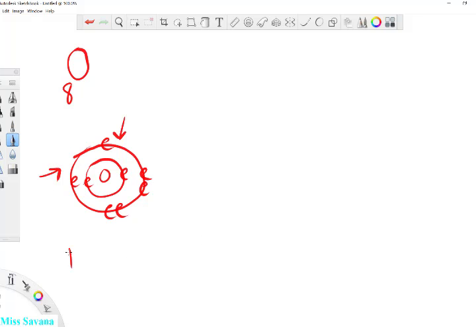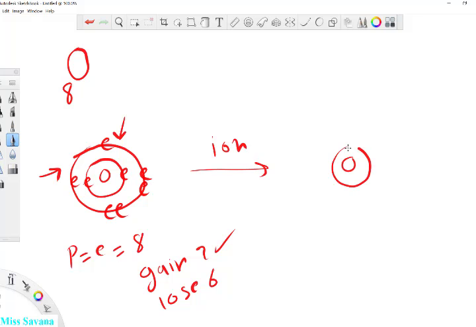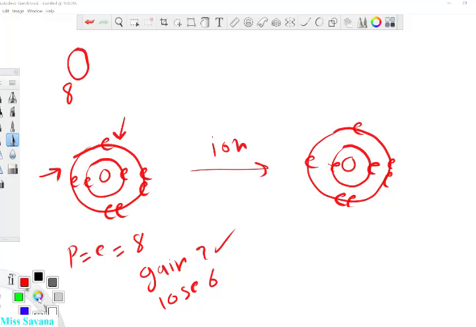Now, you guys think about it. What should I do? I mean, should I gain 2 electrons or should I lose 6 electrons? Which one is easier? Definitely, it's gaining 2 electrons. Now, when I change it into ion, remember, why do I change it into ion? Because I want it to be stable. So it's gonna be like the noble gases. Which kind of gas is it gonna look like? Do you remember? Definitely, it's the neon.